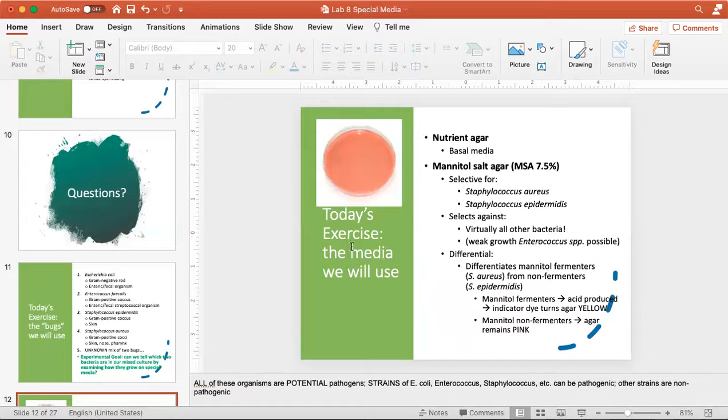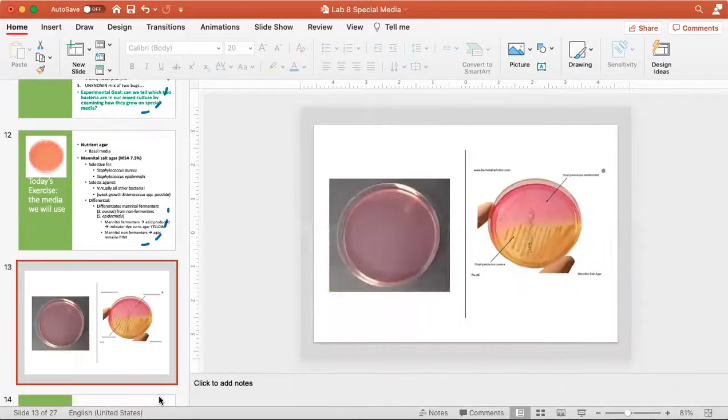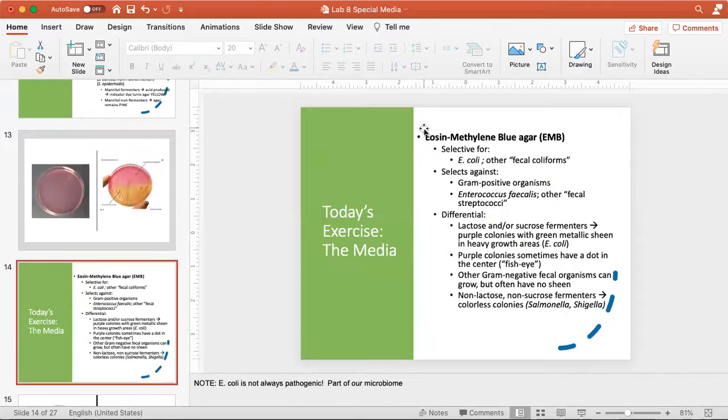Now, today's exercise is also going to use a couple of different kinds of culture media. We're going to grow all 4 organisms on nutrient agar. Remember, that's one of those basal media. We're also going to try to grow them on mannitol salt agar, 7.5%. And if I go ahead just a bit, we're going to try to grow them on eosin methylene blue agar, which we haven't talked about yet. That one's called EMB.